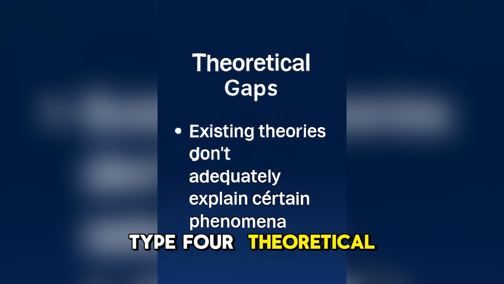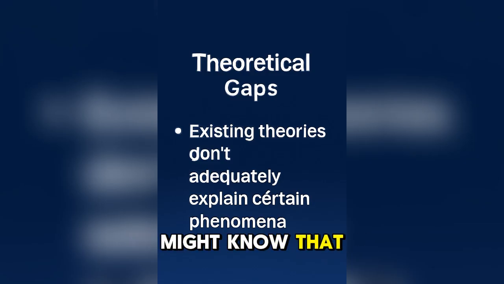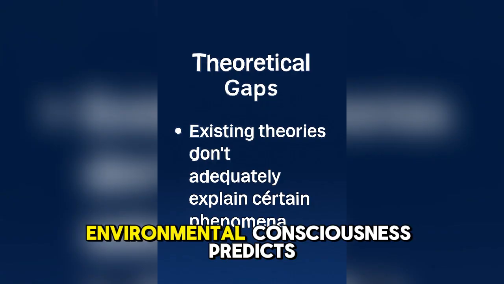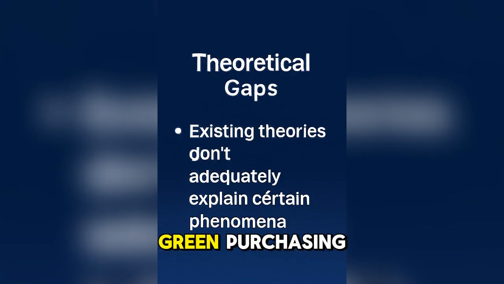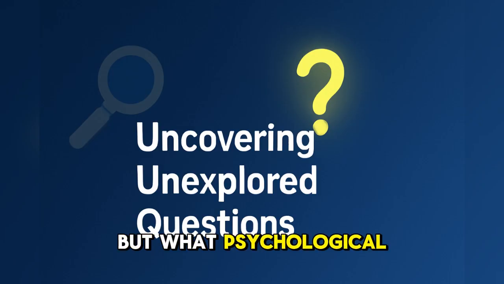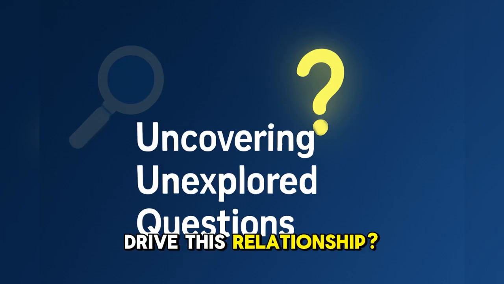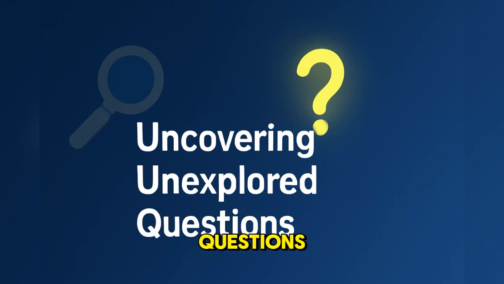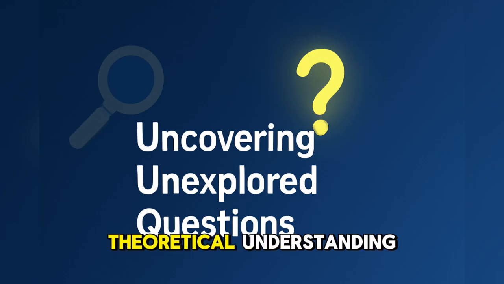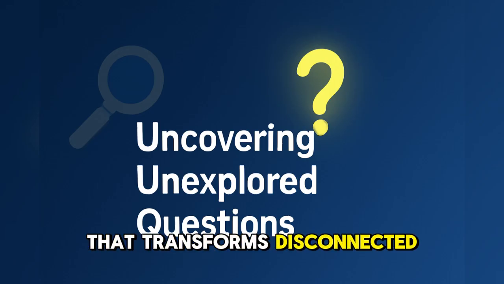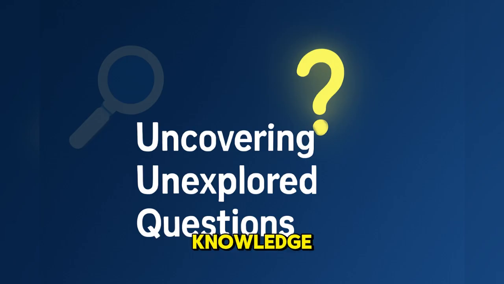Type 4: theoretical gaps. We might know that X predicts Y, but we don't know why or how. We lack the mechanism. For example, we know environmental consciousness predicts green purchasing, but what psychological or social processes drive this relationship? When you answer these how questions, you develop the theoretical understanding that transforms disconnected facts into coherent knowledge.